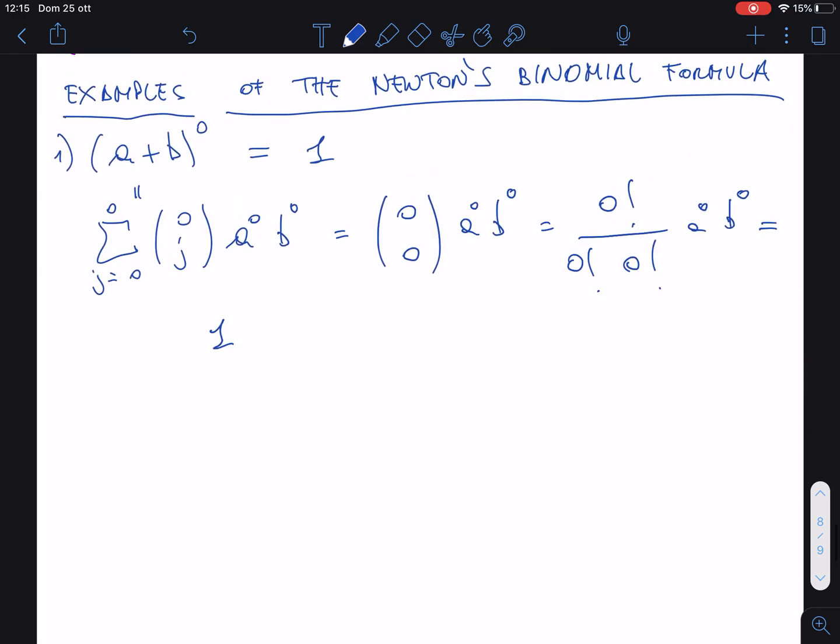So it is a very complicated way of performing this computation, this power, but it is just to test the formula. So let us go to the power 1, (a+b) to the power 1. This is equal to a + b, of course.